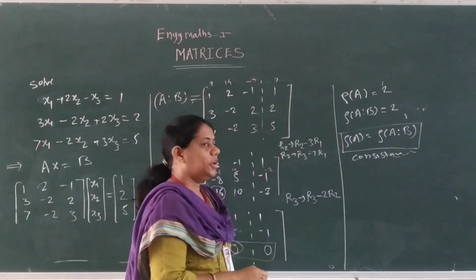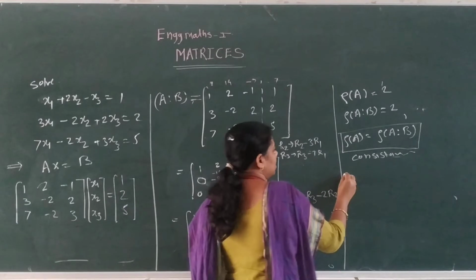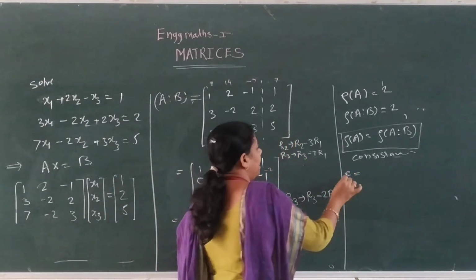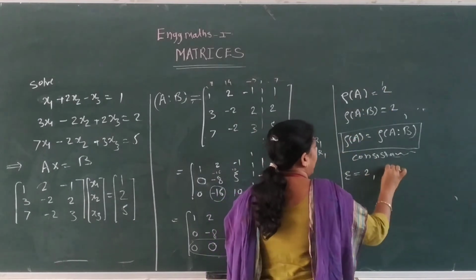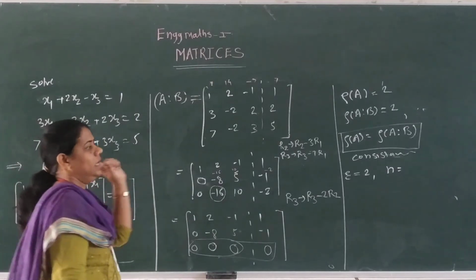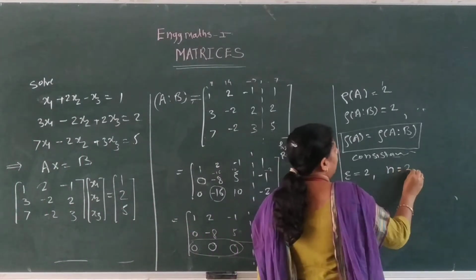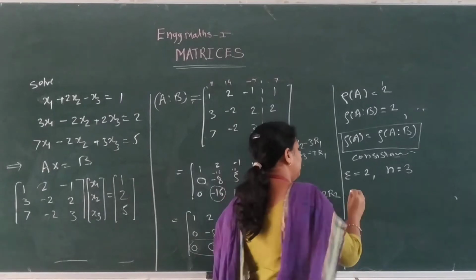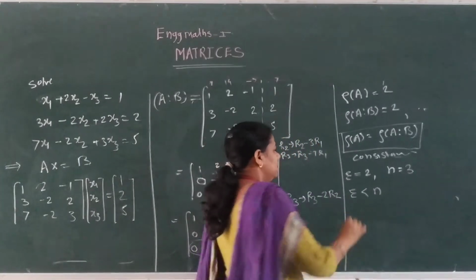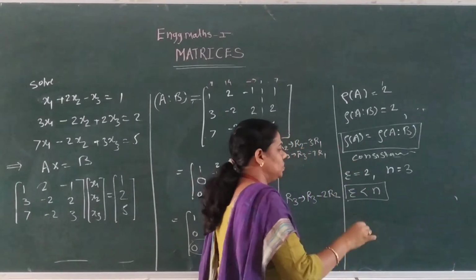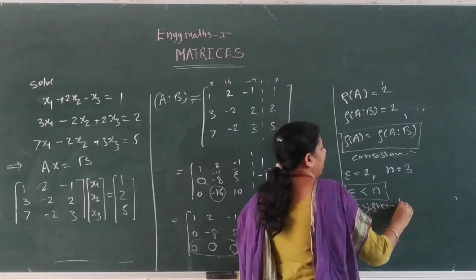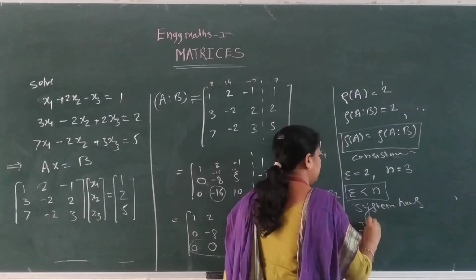Then check whether this is for a unique solution or infinite solutions. Sub cases: if R equals N or R is less than N, where R means rank of A, which is 2, and N means number of unknowns. Here the unknowns are x1, x2 and x3. 3 unknowns are here. Therefore R is less than N, means 2 is less than 3. Therefore the system has infinitely many solutions.